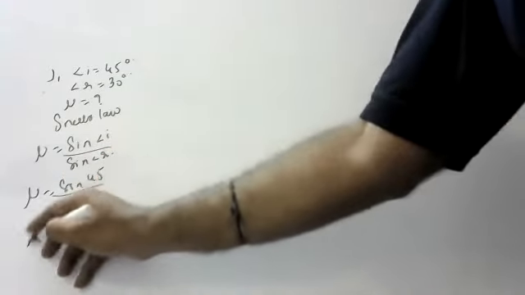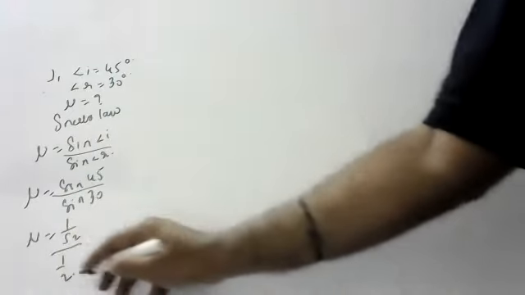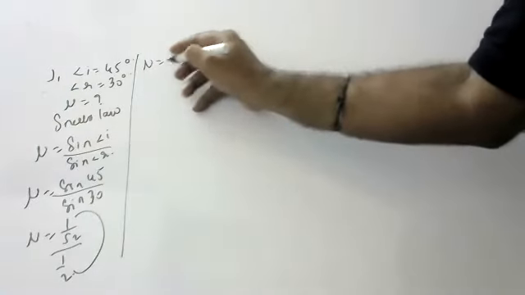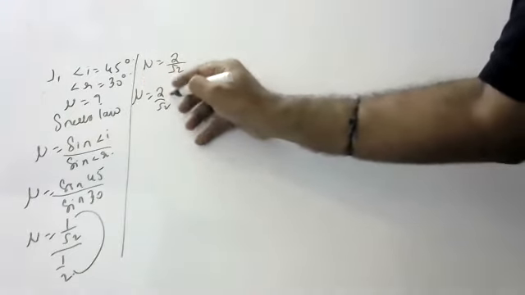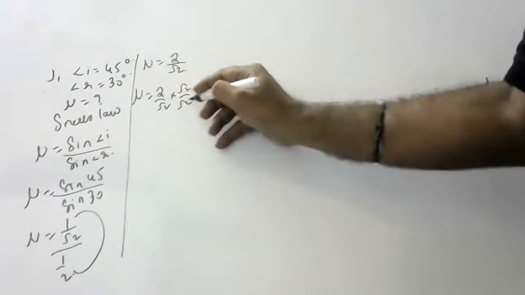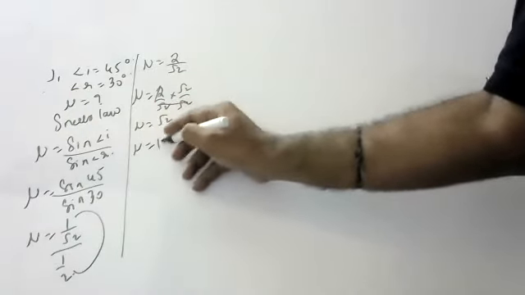Sine 45 is 1 by root 2, divided by sine 30, which is 1 by 2. This will go up, children. So refractive index is equal to 2 by root 2. Rationalize, children. 2 into root 2 by root 2 into root 2, that is 2 root 2 by 2. So refractive index is root 2.